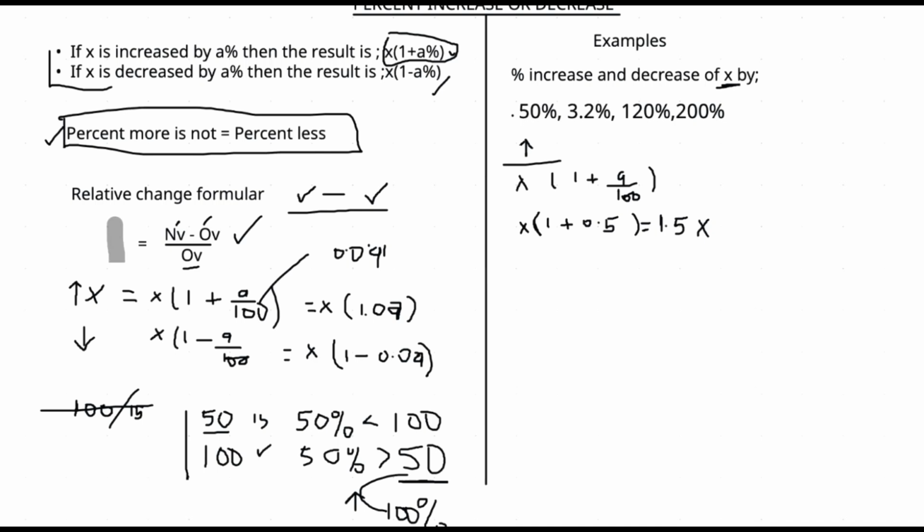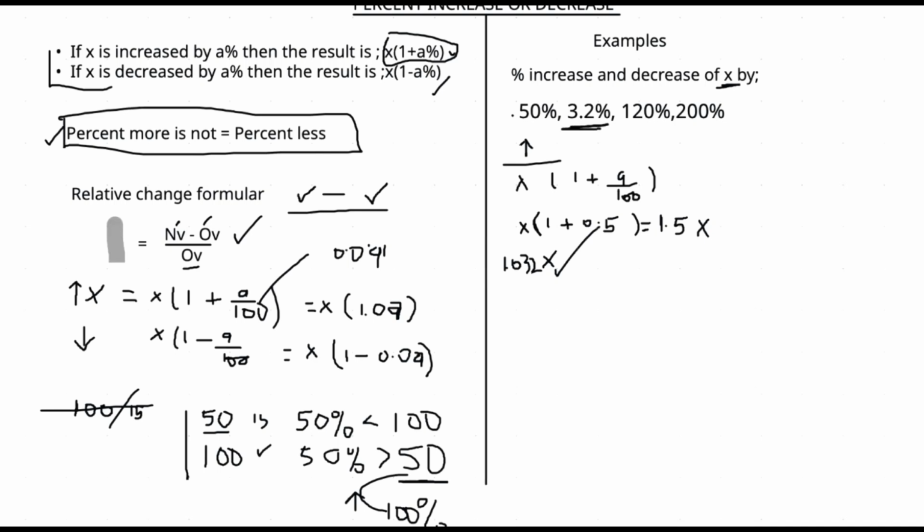Now for this one, you just know that dividing this by 100 would give you 0.032. You add 1 to 0.032, and you get 1.032. So your value would be x multiplied by 1.032, so you have 1.032x. And this will be your answer for percent increase by 3.2%.